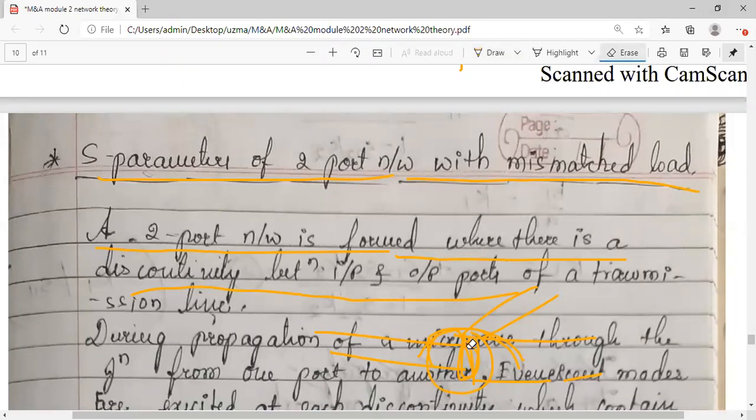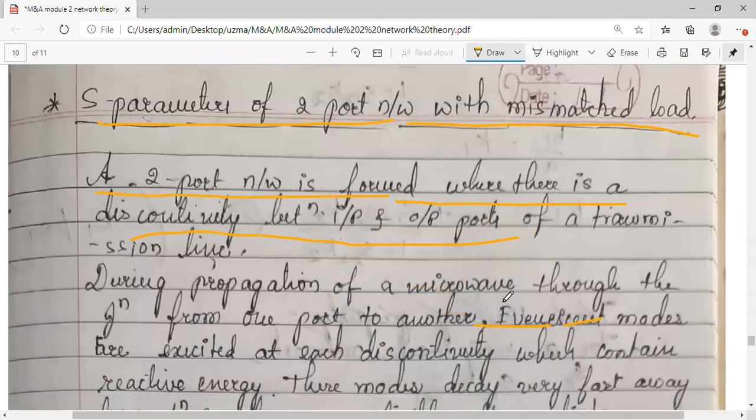So what will happen here? During the propagation of a microwave, when the wave travels through the junction, from one port to the other port, evanescent modes are excited. You should know what the evanescent modes are. What is a mode? Modes are nothing but the different configurations of the electric and magnetic fields, because you are now considering microwave frequencies, not simple voltages and currents.